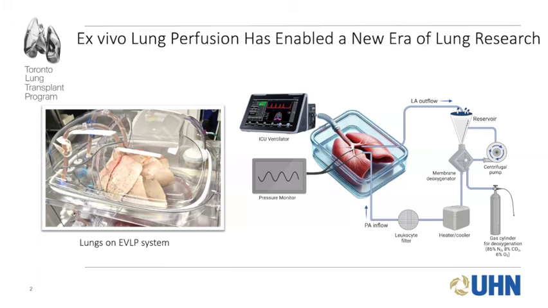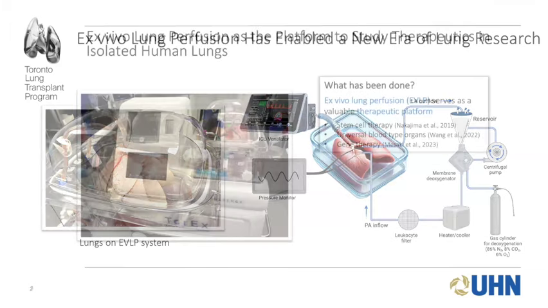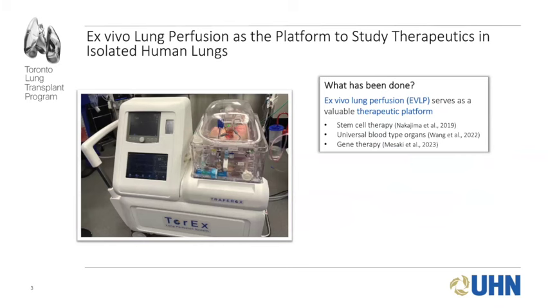which is 37 degrees. Given its unique features and abilities, EVLP has really been used as a therapeutic platform to study isolated human lungs. Currently EVLP runs 6 hours clinically, but our previous studies have shown EVLP can be extended to 72 hours or up to a week. This really further enabled our group to test a wide variety of therapeutic strategies, including gene therapy, stem cell therapy, and also how to build universal blood type organs.